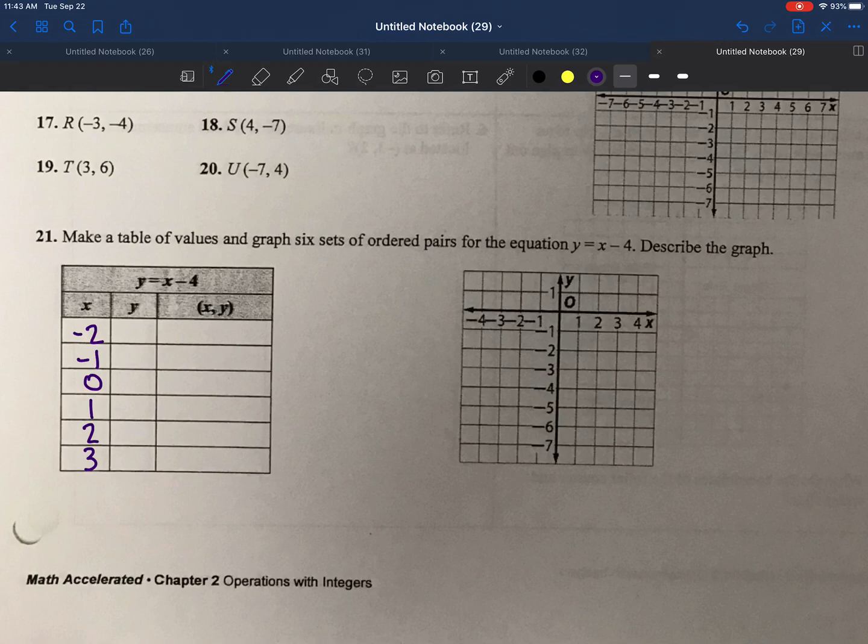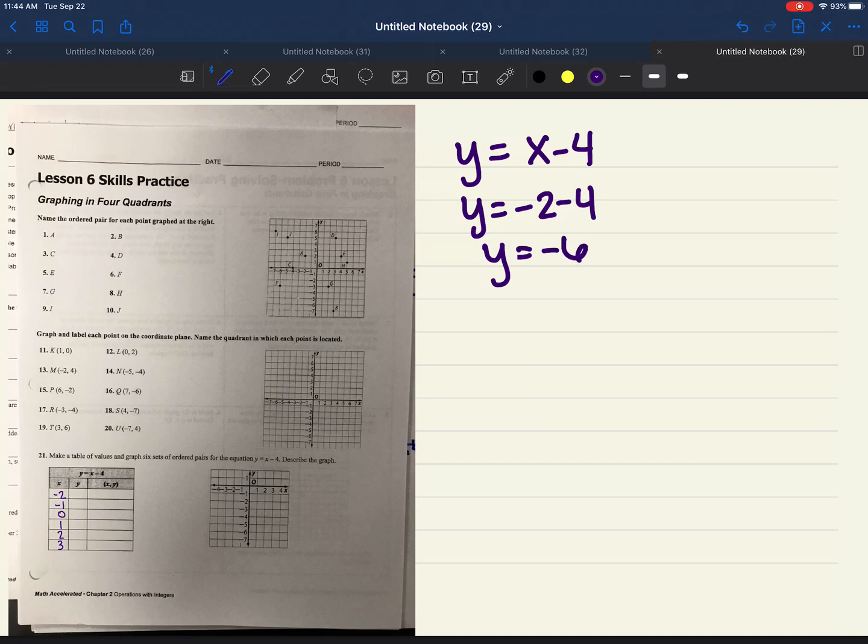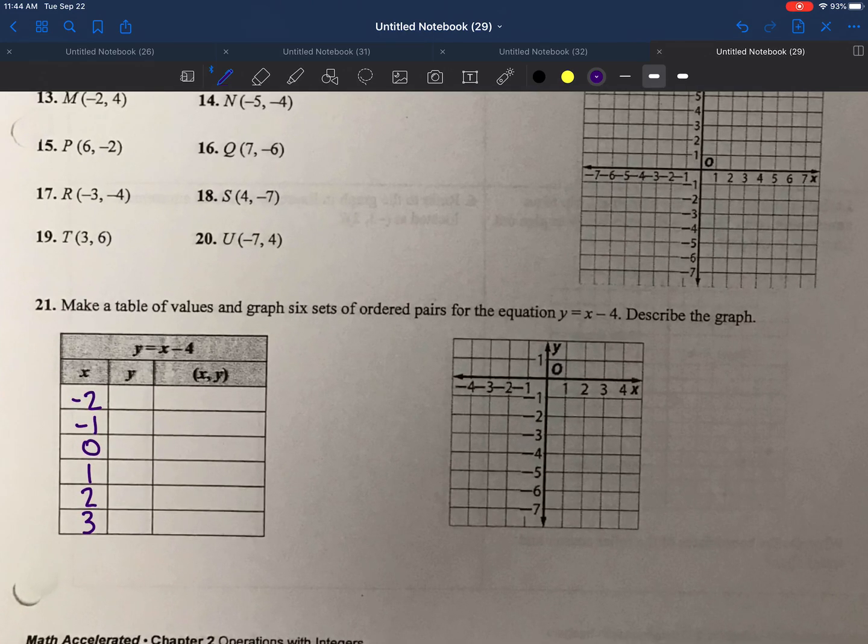Now, can anyone tell me how I could solve for the y value and then know that ordered pair? Do -2 minus 4. How did you know that, Noah? Because it says y is equal to x minus 4 and x is -2. Right, use the equation, okay? So the first x value I chose was -2. So using substitution, we substitute -2 for x. What y value would that give me? What's -2 minus 4? -6, very good.